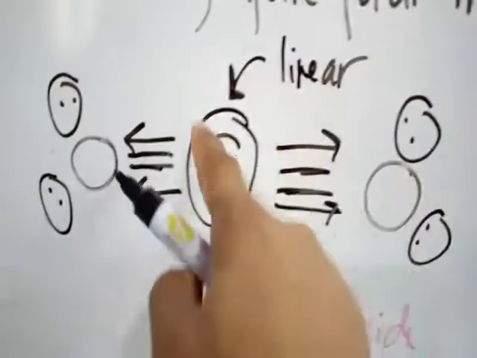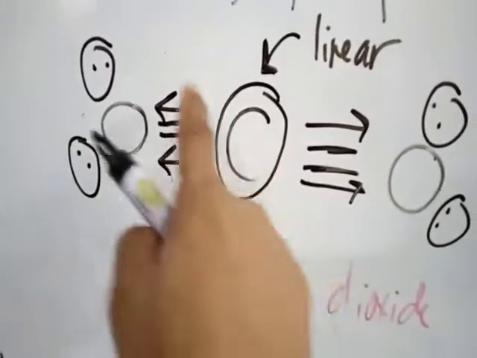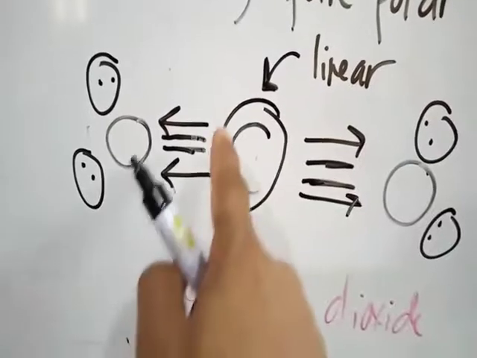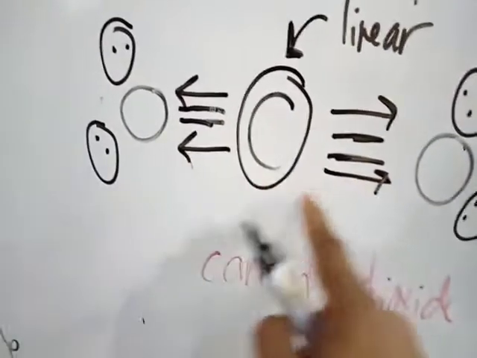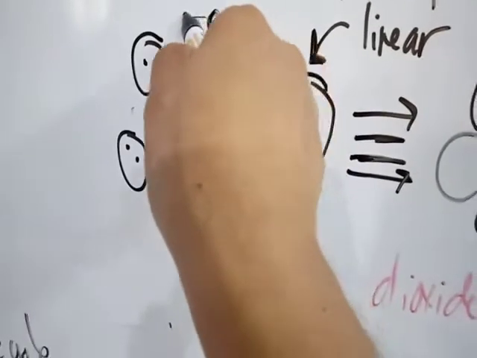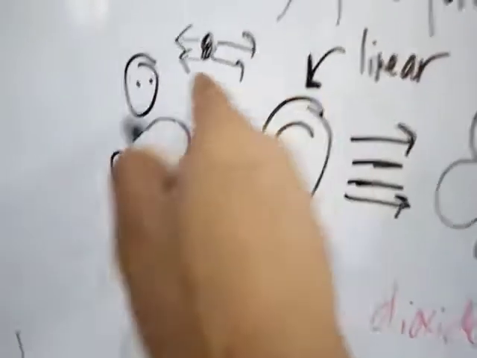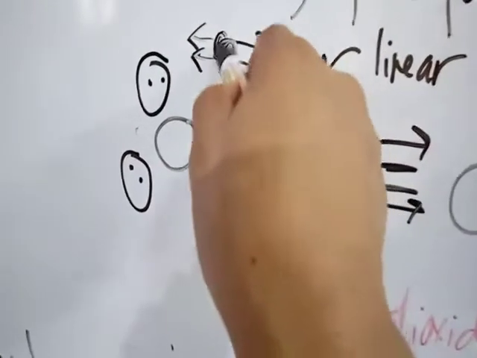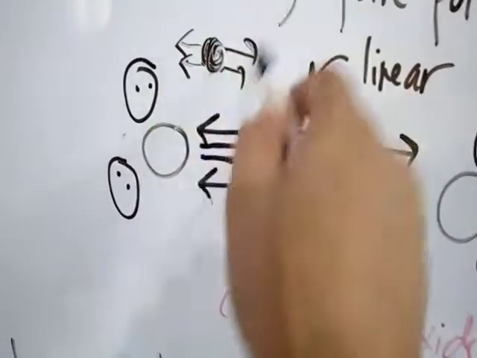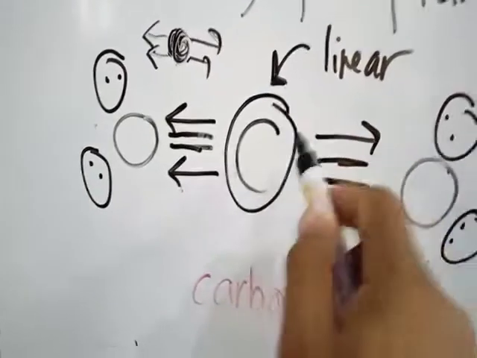Because it's linear, these forces are of equal strength and they will cancel out each other. If this is the central atom with a force going this way and a force going that way, and they are of the same strength, then the central atom will not move. Even if there are forces acting on it, it will not move, so don't shade it, because it will not move.